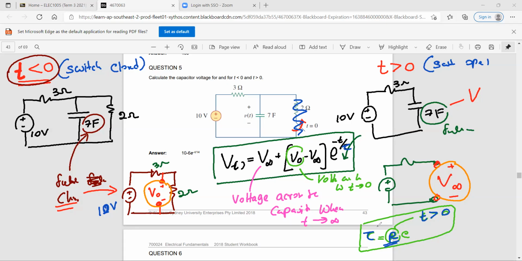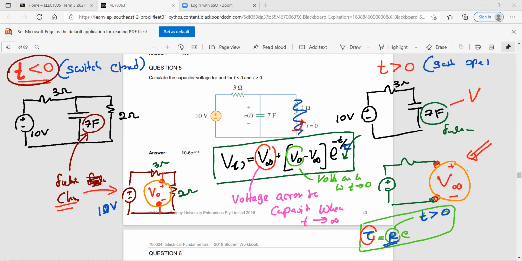Okay, now let's see. Here, the only difference is we have to find 3 things. Before we had to find 2 things only. Now we have to find 3 things. So what are the 3 things? V infinity, V naught, and the tau or the R. So for V infinity, you look at this circuit and you find the V infinity.